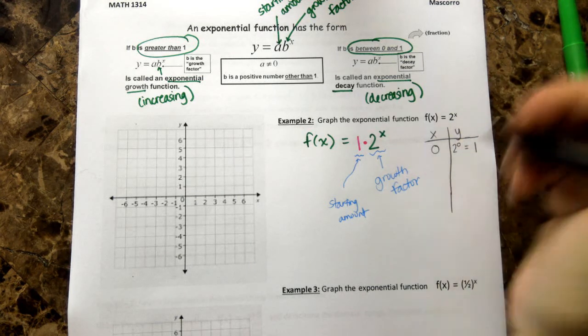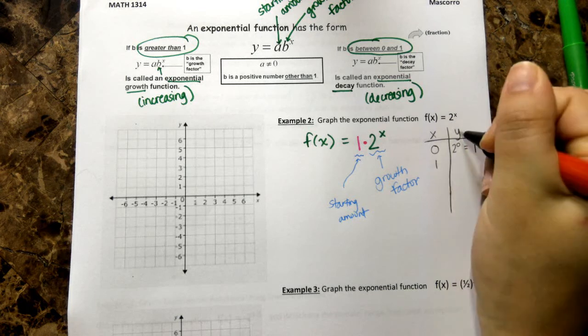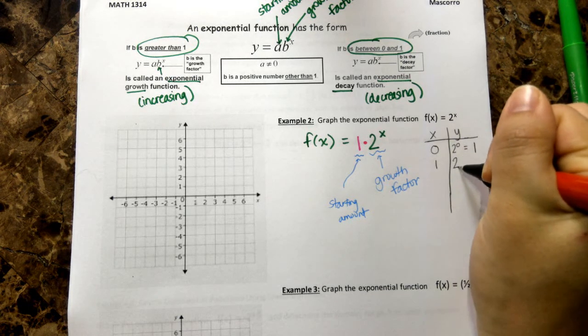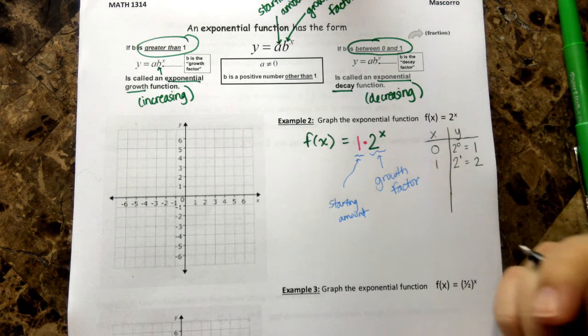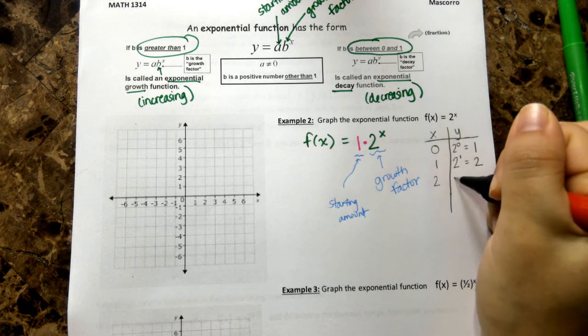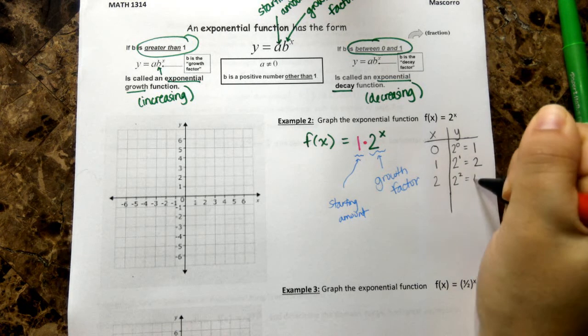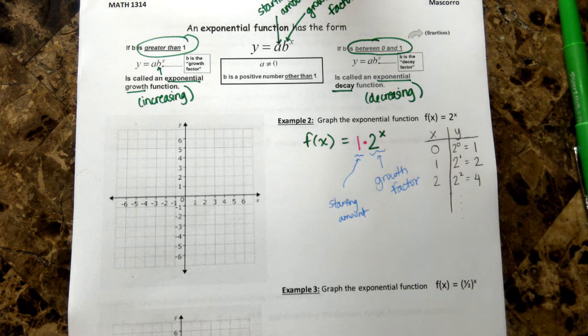I would just create this table by making some more points. When my x value is 1, the y value, or the output value, would be 2 to the first power, which is just 2. So I have 1, 2, and I can plot that point as well. When my x value is 2, the y value will be 2 to the second power, which is 4. And you get the gist. You can create as many points as you want.